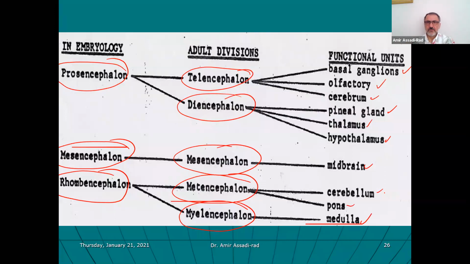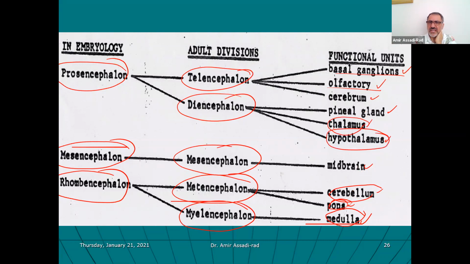So most of this stuff, basal ganglia, we talked about it, olfactory, first exam. Your sense of smell. Cerebrum, the whole brain right here with all four lobes, is cerebrum. Pineal gland inside of the brain, thalamus inside of the brain, and not the lobes, hypothalamus, midbrain, cerebellum in the back, you saw it, pons and medulla. So most all of these, you studied them, you know about them from your previous classes. I'm circling the ones that you already know, we already talked about.